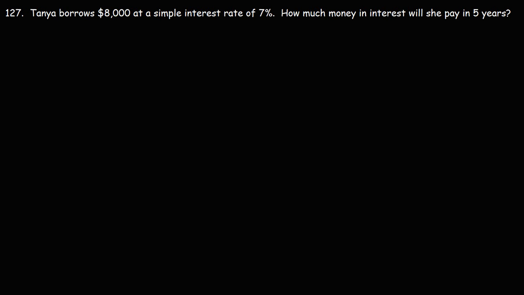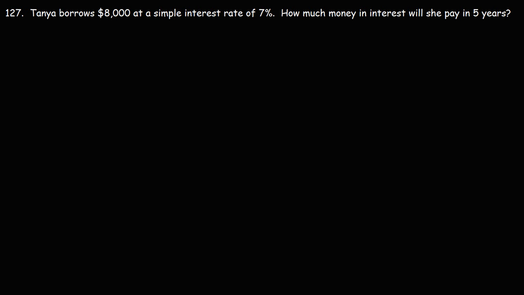Number 127. Tanya borrows $8,000 at a simple interest rate of 7%. How much money in interest will she pay in 5 years? These kinds of problems, the simple interest rate problems, are very common on the GED math portion of the exam.